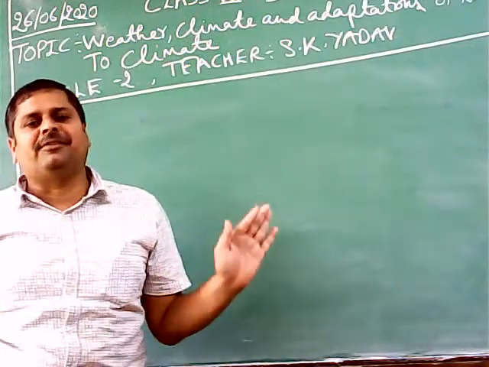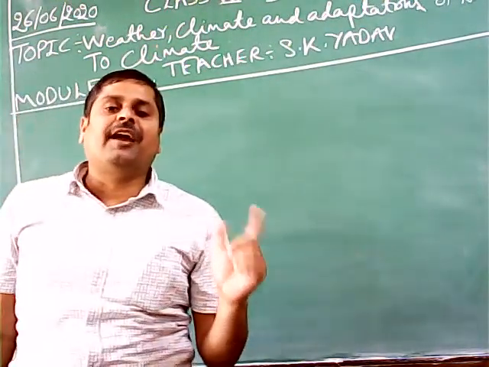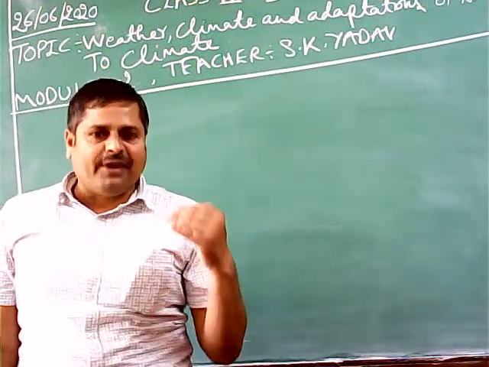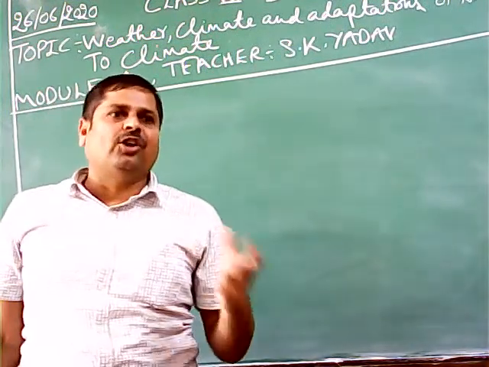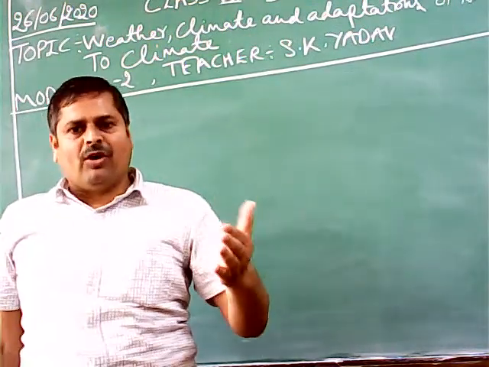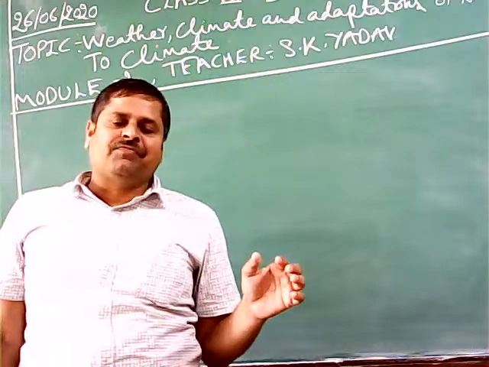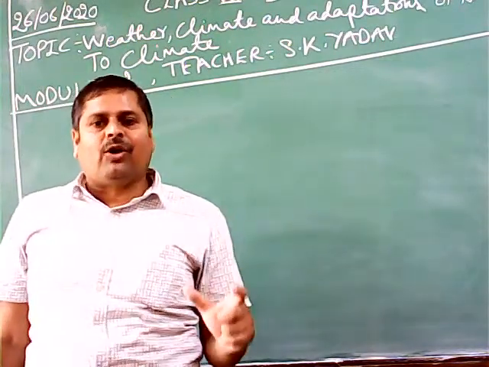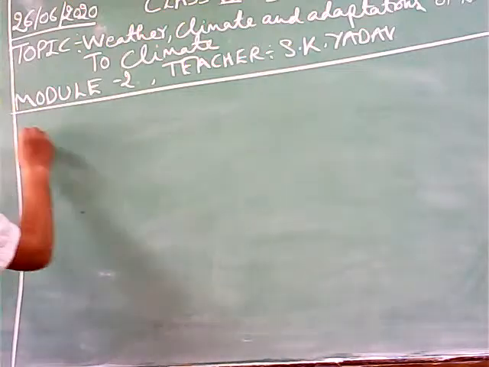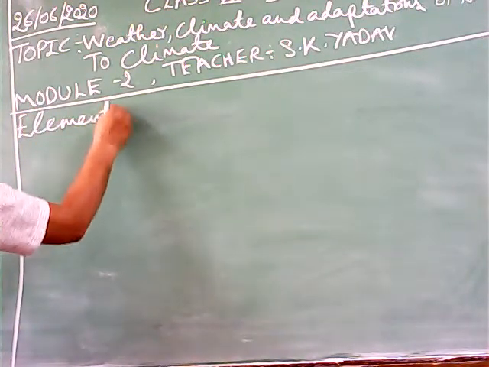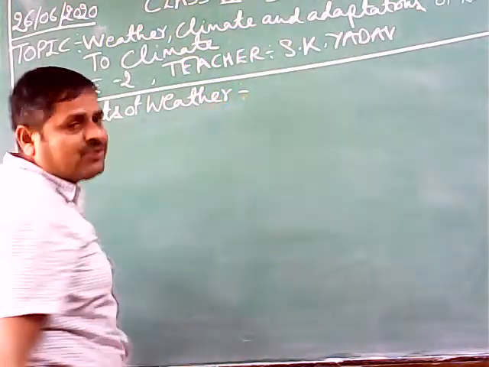Here now I am recapitulating what we have learnt in the first module. The day-to-day change in the parameters like wind speed, temperature, rainfall, humidity, which changes day to day or hour to hour, is called weather. And the parameters that decide the weather of a place at a given time are called elements of weather. I repeat, these are called elements of weather. If you have not noted, you can note down the elements of weather. This is very, very important. They will ask you in the exam.